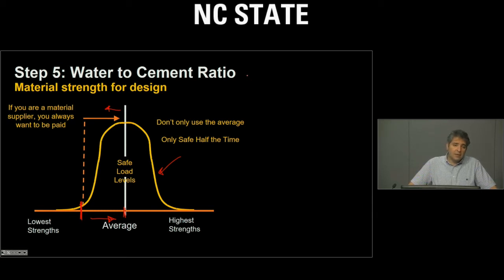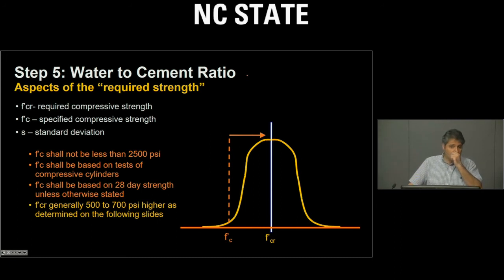And basically, if you are a material supplier, you want to get paid all the time, and if the strength is low half of the time you're not going to get paid. Therefore, we want to make sure that we always have a required strength that is higher than the specified strength. And that is bringing us to the concept. Before selecting the water cement ratio, we have to do this adjustment. That brings us to the concept of required strength versus specified strength.